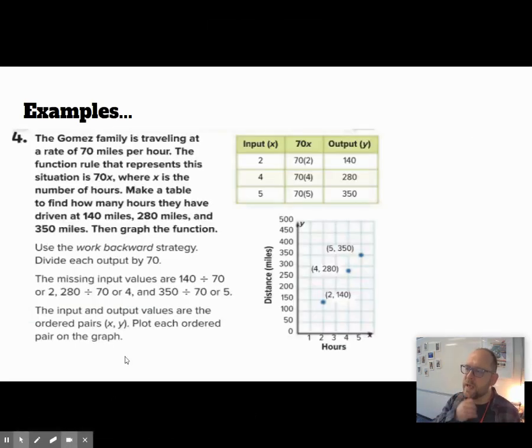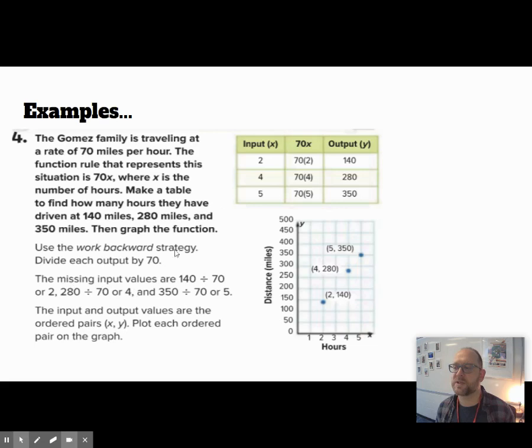Our last example here says the Gomez family is traveling at a rate of 70 miles per hour. The function rule that represents this situation is 70x, or 70 times x, where x is the number of hours. Make a table to find out how many hours they have driven at 140 miles, 280 miles, and 350 miles. Then graph the function. So not only are we going to fill in the function table this time, but we would graph the function. So in this case, we know our output and we know our rule.